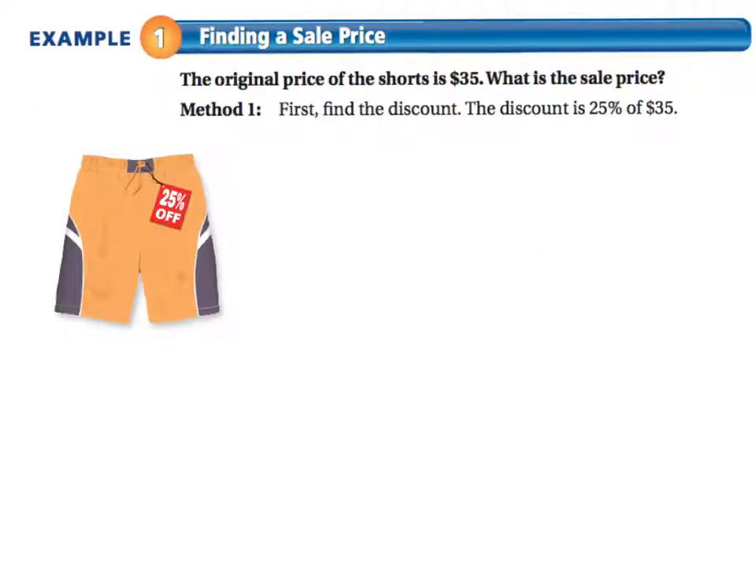Example number 1. The original price of the shorts is $35. What is the sale price? Now there are two ways to do this. Actually, there are many ways to do this, but we're going to first use the equation, which is A equals P times W. That's the percent equation. Part equals percent times whole.